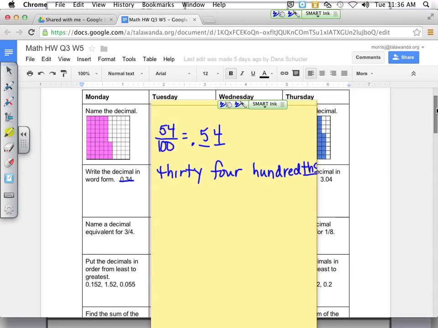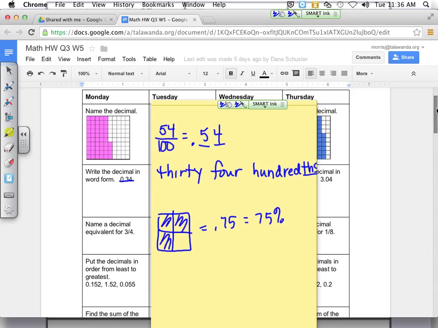Name a decimal equivalent for 3/4. Well, if I have 3 out of the 4 shaded, what's an equivalent for 3/4 as a decimal, Caden? 0.75, because that's the same as 75%. Okay?